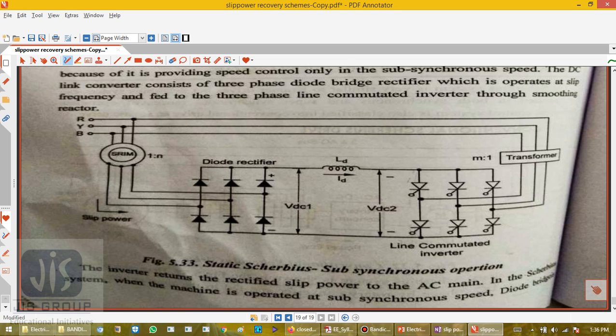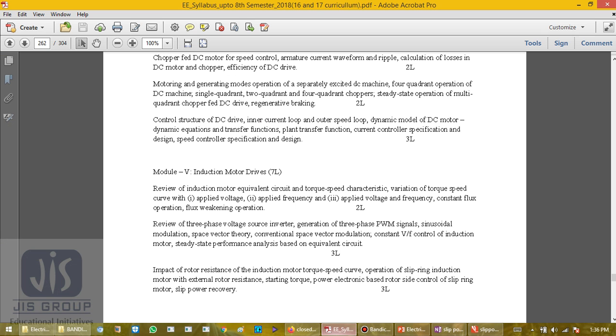So this is all about drives. Okay, let me check in the syllabus whether anything is left or not. Okay, so this is the basics of Kramer's drives. The details we are not going to cover.